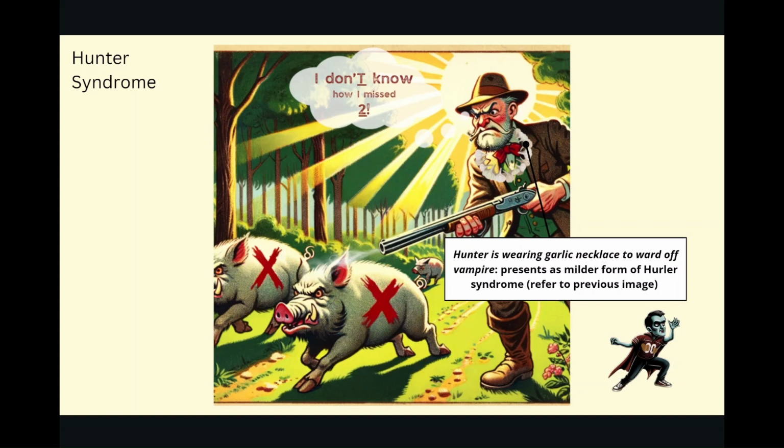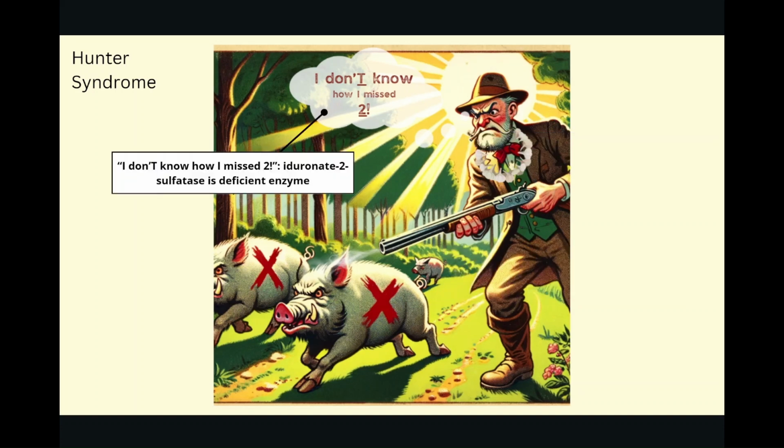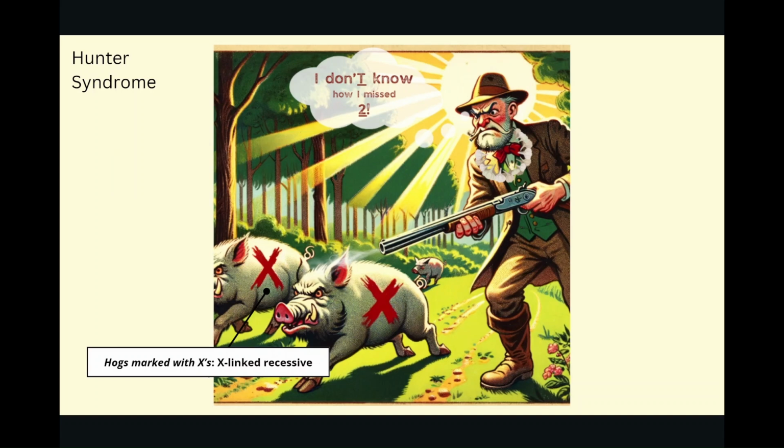Also, as you can see, it's a clear, sunny day in this image. This means that there's no corneal clouding in Hunter syndrome, which may be a useful differentiator in a question stem. Looking at the hunter's words, we can see why he's angry. He missed both of his shots. Think of him saying, "I don't know how I missed two," to think of iduronate 2-sulfatase, the deficient enzyme in this disease. Lastly, look at both the hogs marked with the letter X.